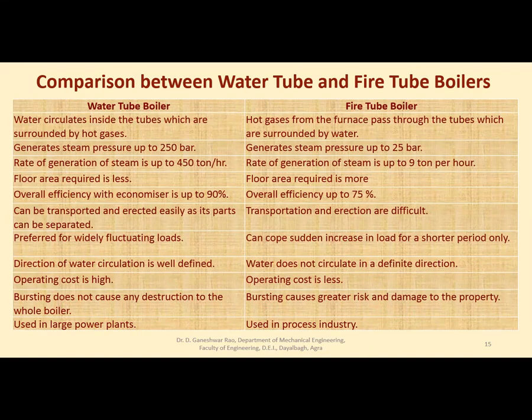And since its steam generation capacity is more, steam pressure generated is more, it is used in large power plants, whereas fire tube boilers are generally used in process industry, right? So with this, we come to the end of first part. I hope you have understood all this. In the next part, we can discuss economizer, the boiler mountings and accessories separately, right?